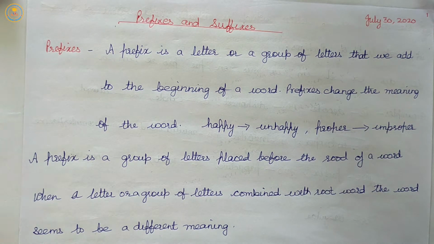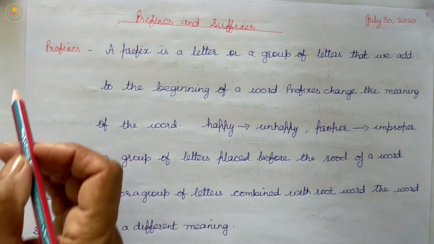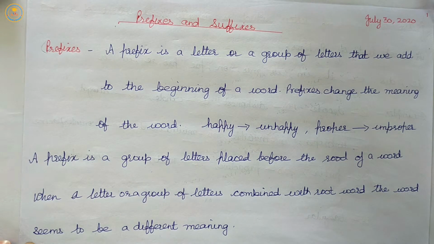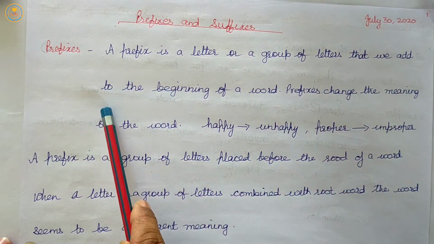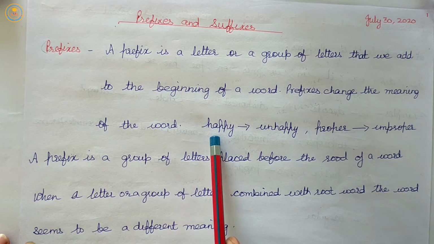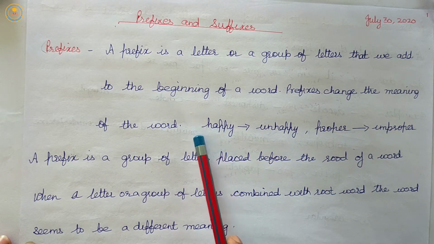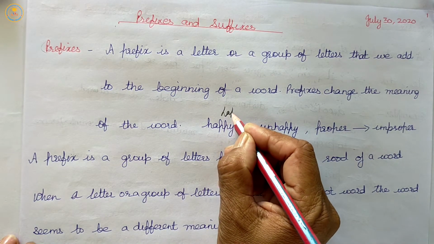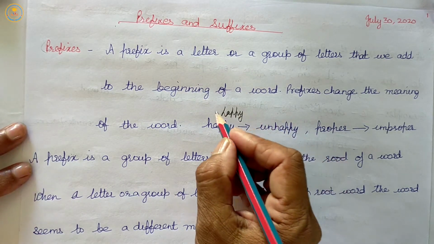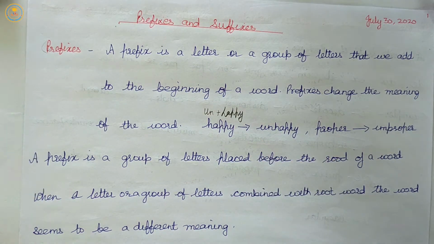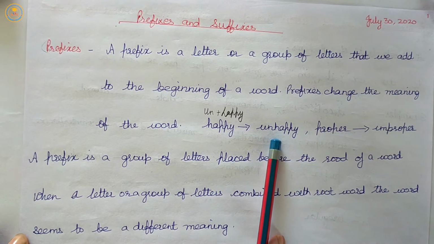So our first is prefixes. A prefix is a letter or a group of letters that we add to the beginning of a word. Prefixes change the meaning of the word. Here, happy. And when we add the prefix un to happy, it will become unhappy. So, it means not happy. So, prefixes change the meaning of the word.